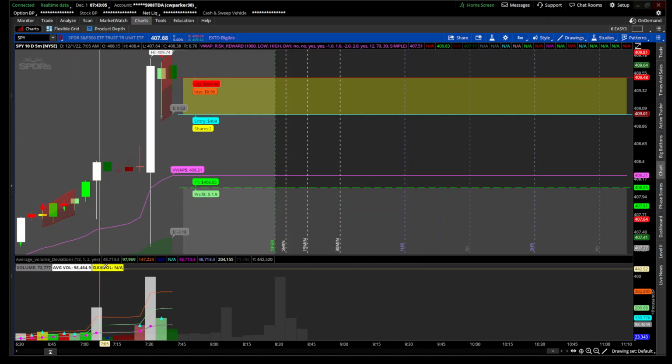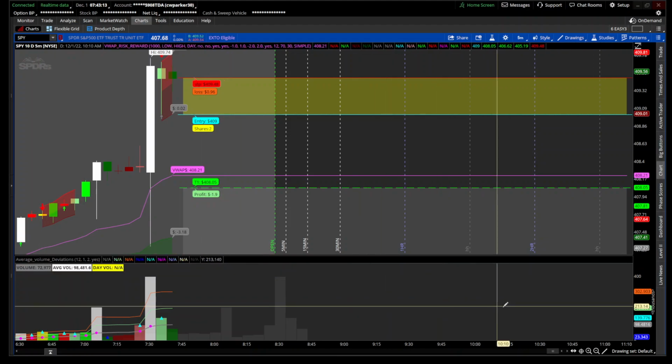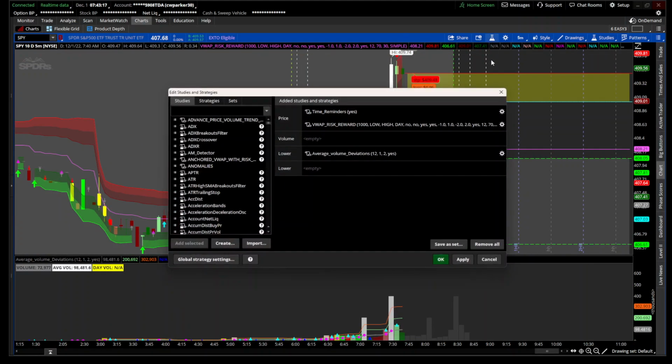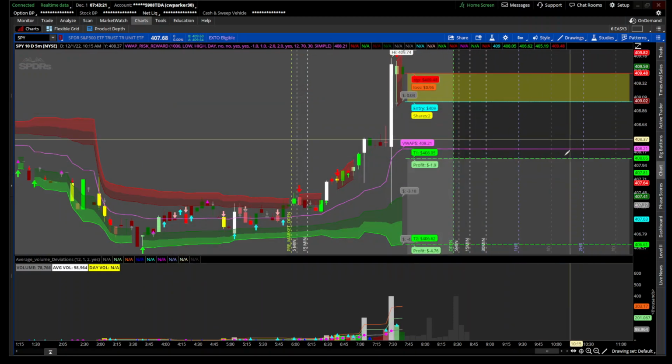Right now, it's pre-market, so it's not going to give you a day volume, but that's your average volume according to 12, and your volume on this candle. And the other indicator, which is not a part of the packaging, is just these time reminders. You can find those on the site as well.